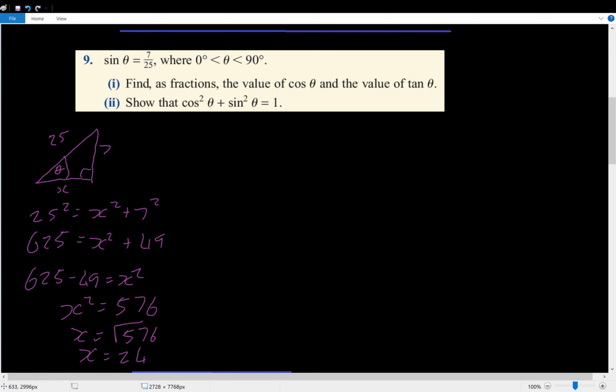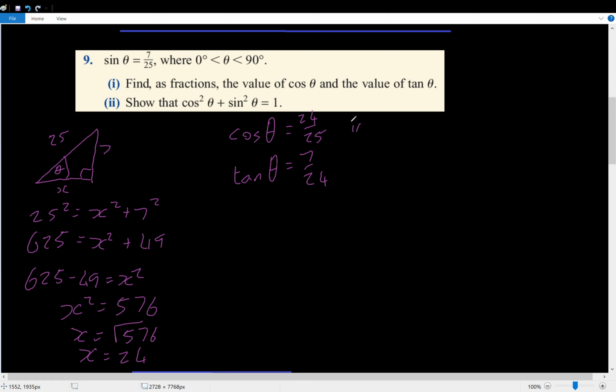So now that we've got our value for X, we can use that number to get our value for cos theta and tan theta. So cos is adjacent over hypotenuse. We found out that the adjacent side is equal to 24. So the cos of theta is going to be 24 over 25. And then for the tan of theta, we know that tan is opposite over adjacent. Our opposite is 7, our adjacent is 24, so it's just going to be 7 over 24, like that. So that's how we could do part 1.